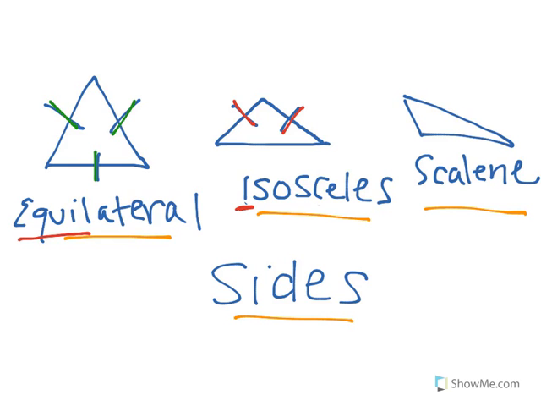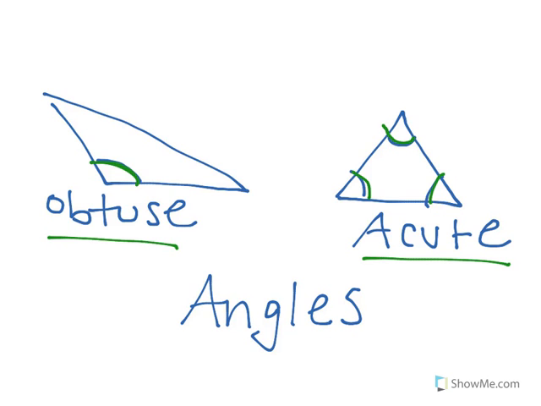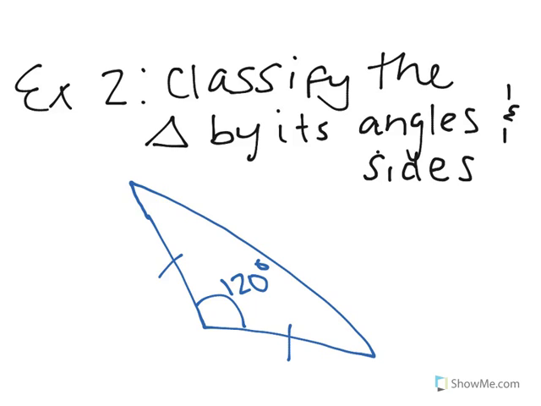So now we're going to take this idea of classifying triangles by its sides and classifying triangles by its angles, and then we're going to be able to classify triangles even further. So that brings us into our next example that says classify the triangle by its angles and sides. So I'm going to first classify it by its angle. And if I look at 120 degrees, well, I know these are acute angles here. They're smaller than 90 degrees. So if I have an angle that's obtuse, then I'm going to call it an obtuse triangle.